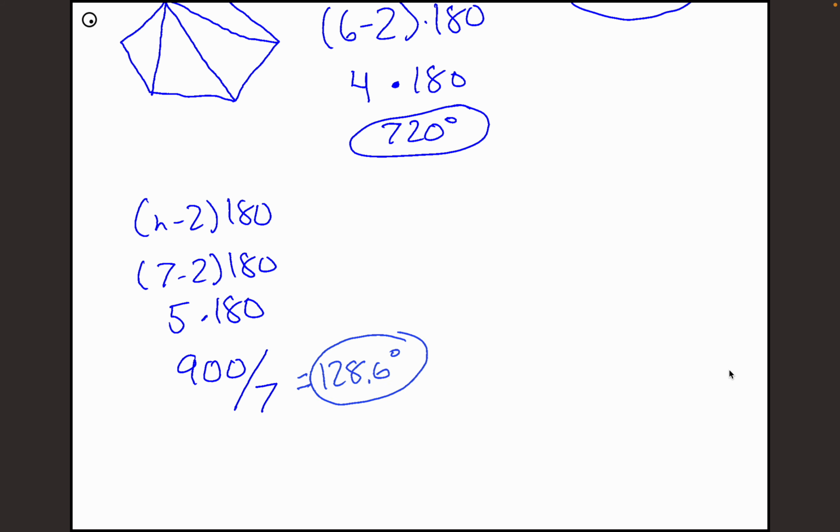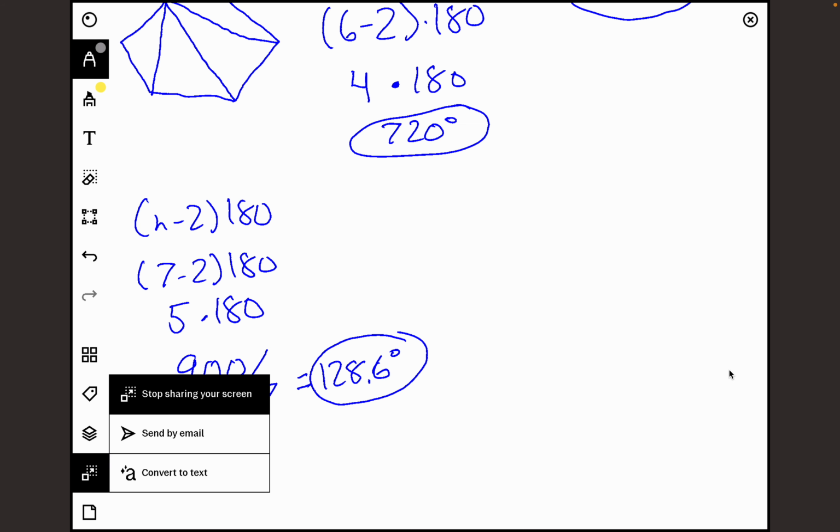So each individual angle equals 128.6. All right, and then we'll add on to that later for level 2, but this is all going to be level 1. Do we have any questions right now? Yeah, it's not too bad at all.